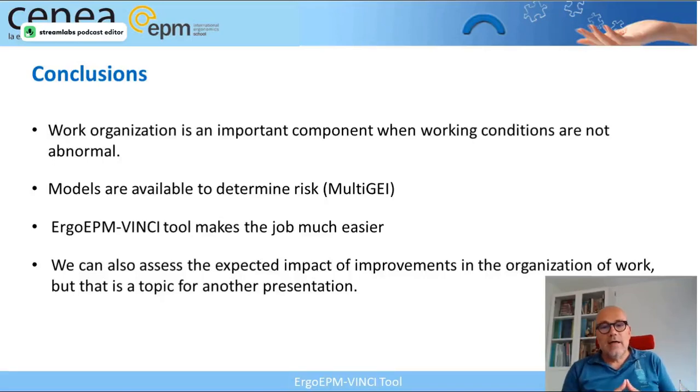And that is work that has already been done by a group of researchers from the UPM International Ergonomics School in Agriculture under construction. And therefore, only by writing the work organization we automatically obtain the risk indices. And also using this model and this tool, we can simulate in a very simple way what is the expected impact on risk reduction due to changes in working conditions.